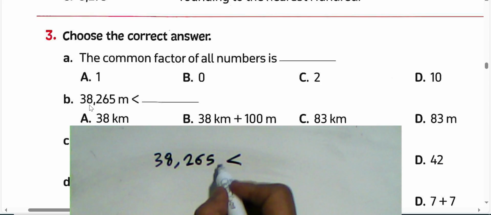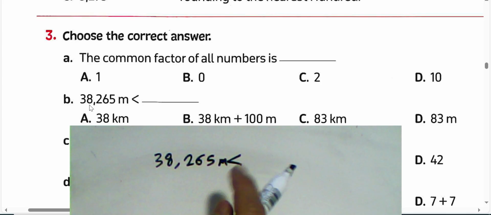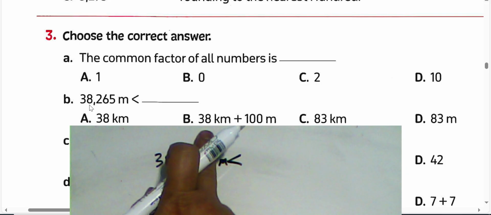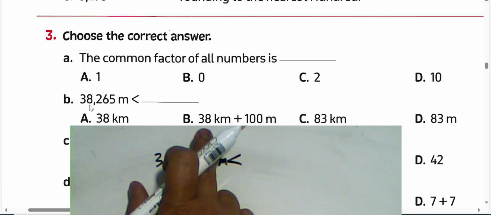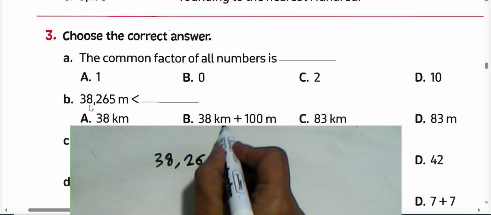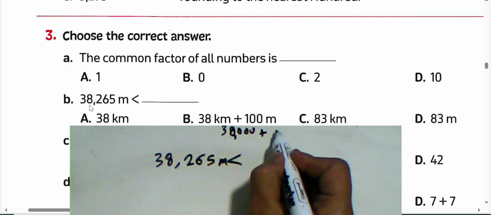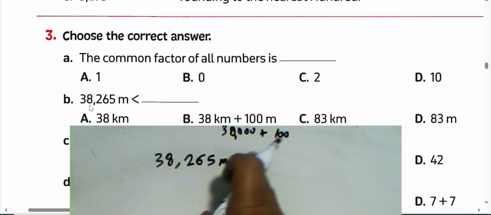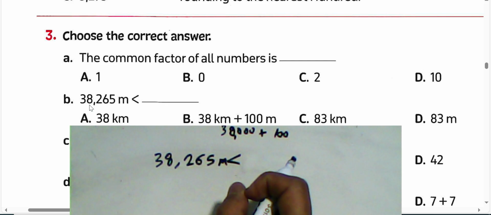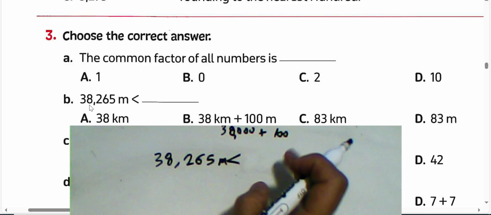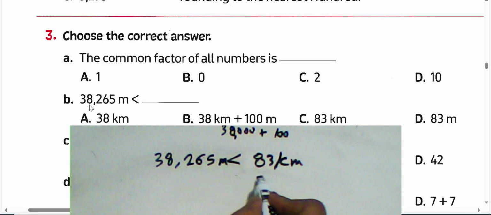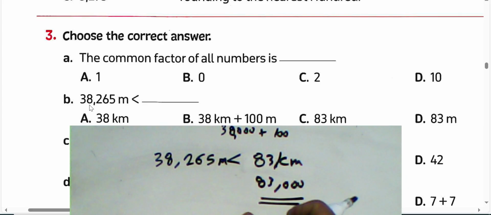38,265 meters. He asked about less than, not equal to, okay? Look here, 38,265 meters less than 38 kilometers plus 100. Because 38 kilometers will be 38,000 meters, plus 100 meters, the result will be 38,100. But he asked about less than, so this number is greater than it. So you must choose another. What is the answer here? We have 38 kilometers. Okay, choose 83 kilometers. Why? Because 83 kilometers will be 83,000. Because he asked about this number less than what? Less than letter C.